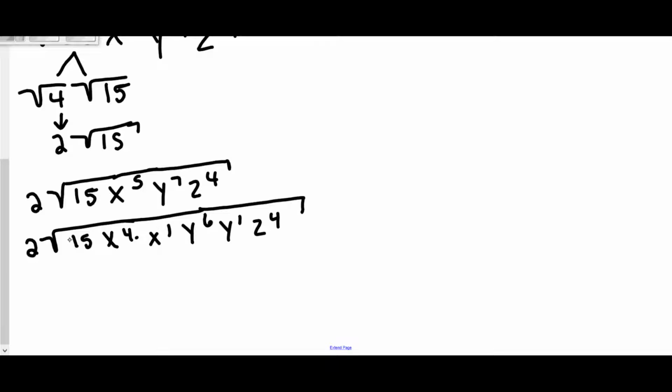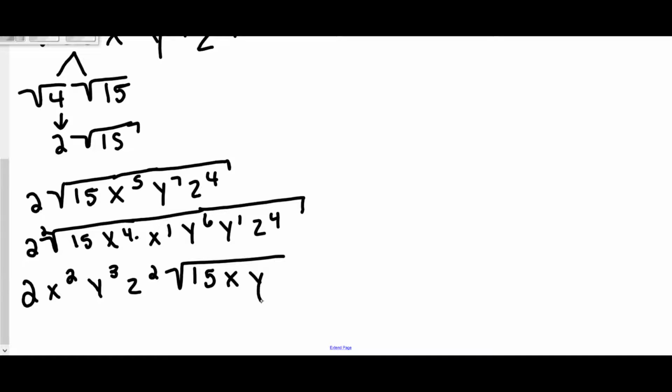The square root of x to the 4th, well, you divide 4 by the index of the square root, which is 2. So 4 divided by 2 is x squared, so 2x squared. I'm going to skip x to the 1st because that's not a perfect square. Y to the 6th, the square root of y to the 6th is y cubed. You just divide it by the index, which is 2, because we're taking the square root. Y to the 1st isn't a perfect square, so I'm just going to skip that for now. And the square root of z to the 4th is z squared. And then my non-perfect squares live inside my radical, 15, x, and y. And that would be your final answer in simplest form.